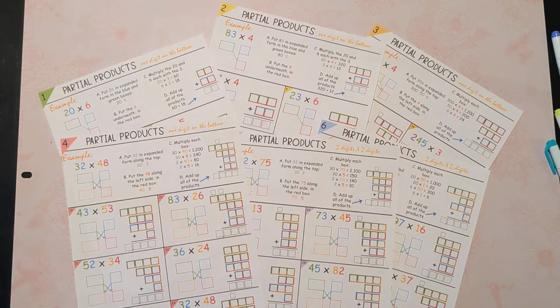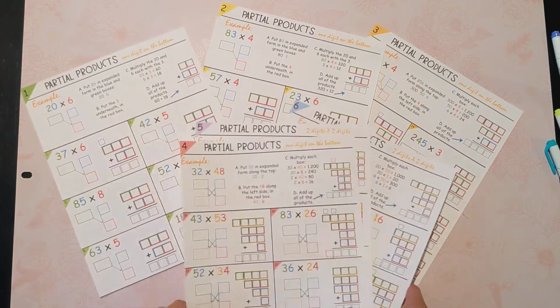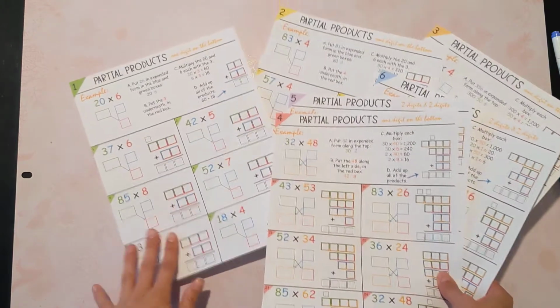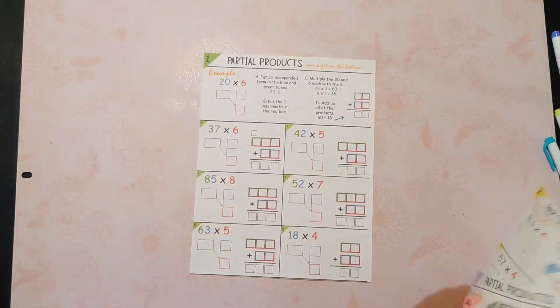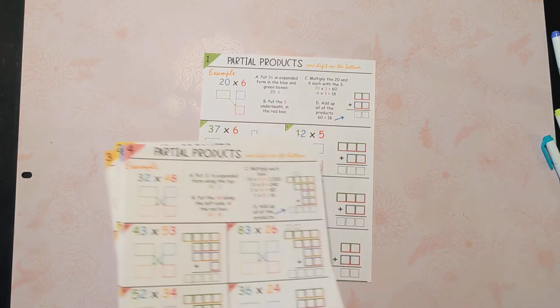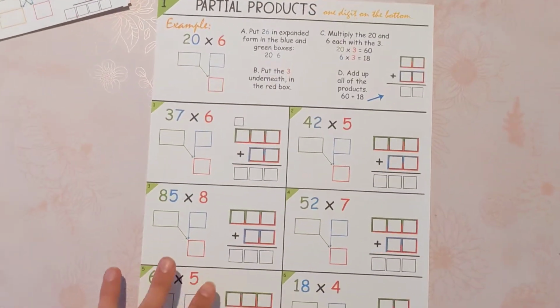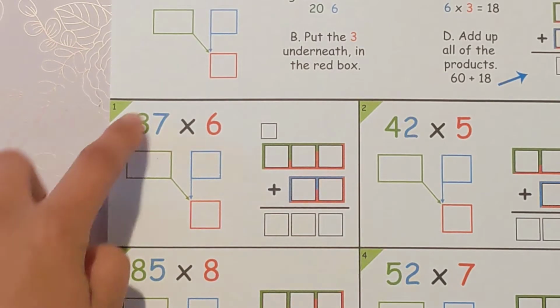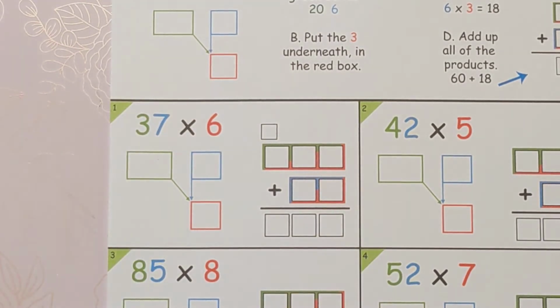Hi everybody, today we are learning how to do multi-digit multiplication using partial products. And we're going to start with 2-digit times 1-digit. With partial products, what you're doing is you're taking your bigger number and you're splitting it up.